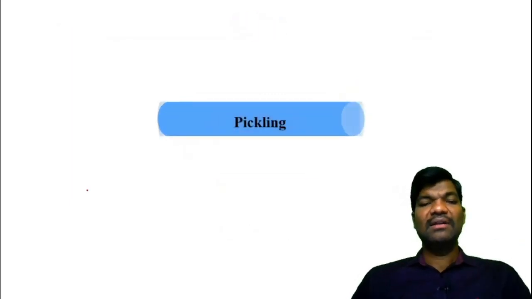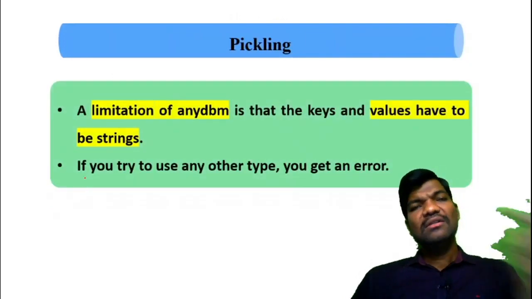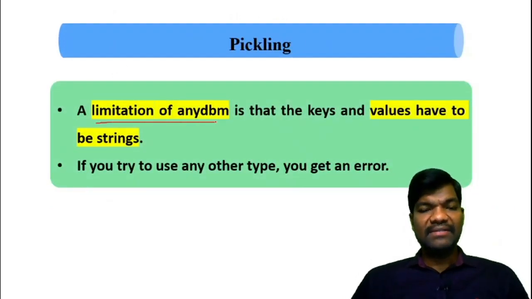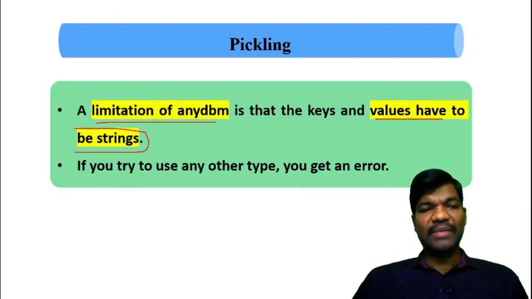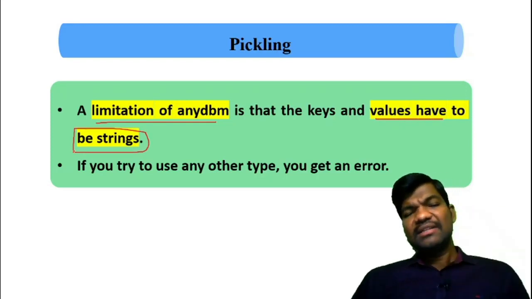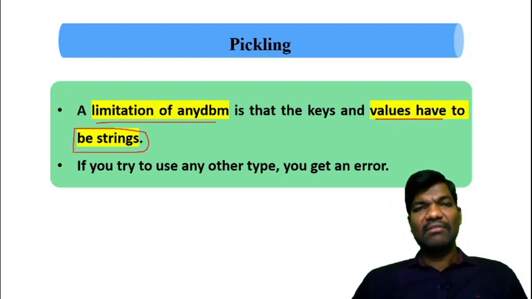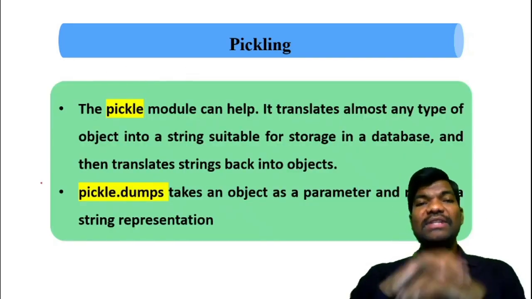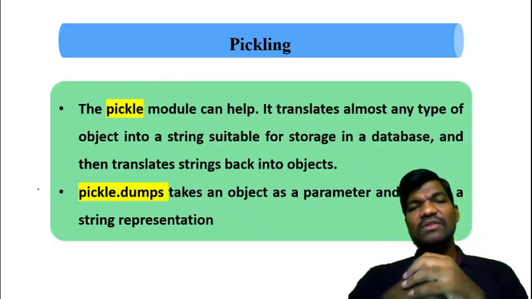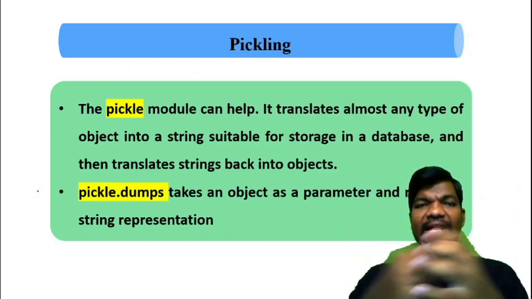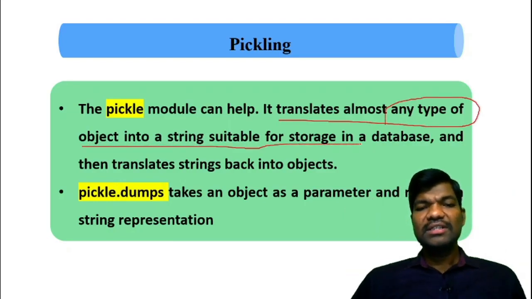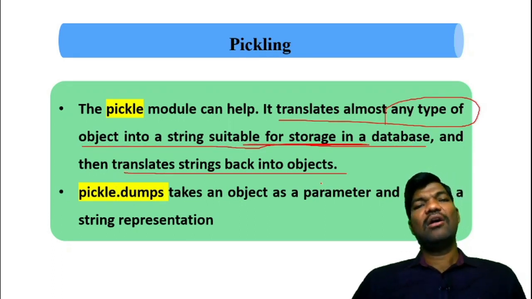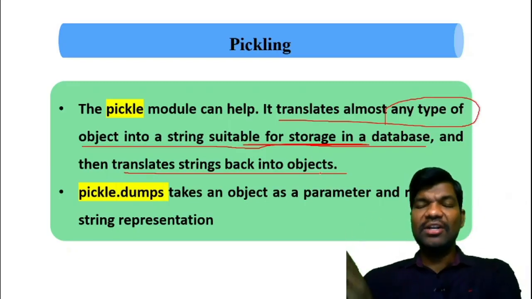Now coming to the next one, pickling. The main limitation of anydbm is that the values must be in string format. You must give the values in string format only. To solve that problem, we are using the pickle module. The use of the pickle module is that it translates almost any type of object into a string suitable for storage in the database, and then translates it back into objects. Object to string, string to object.